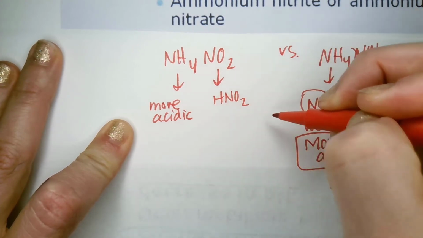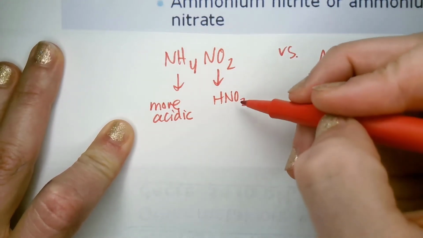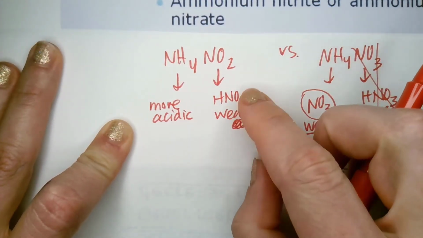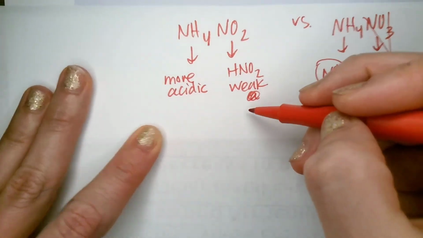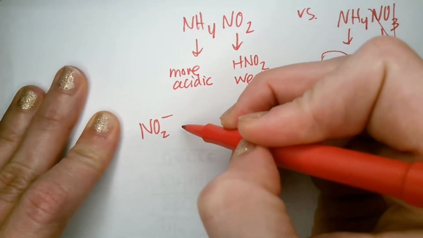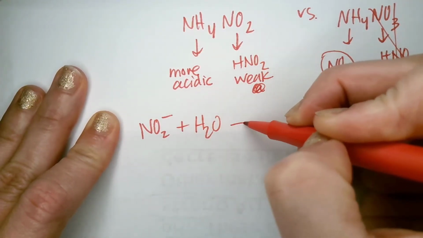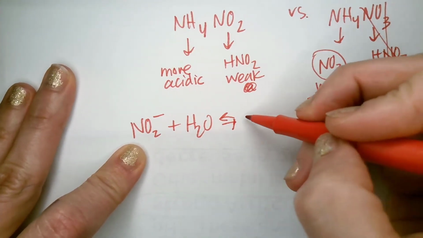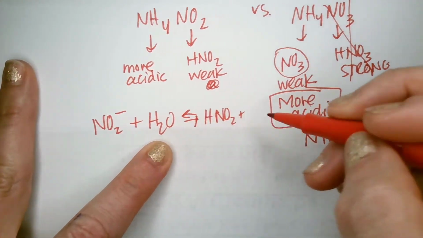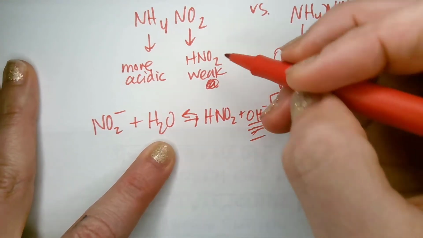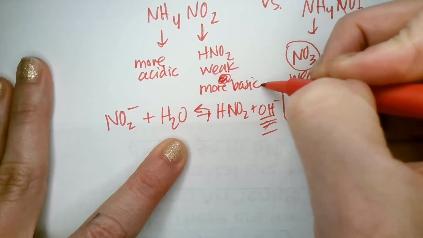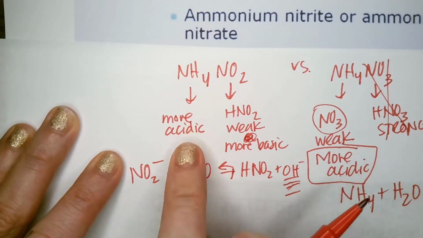Well, let's look at NO2 minus. Its parent acid is HNO2, which is a weak acid. So when NO2 minus goes through hydrolysis with H2O, it's going to form that parent acid, HNO2. It's grabbing one of these H's, and what are we left with? OH minuses, hydroxide. This will make it more basic.